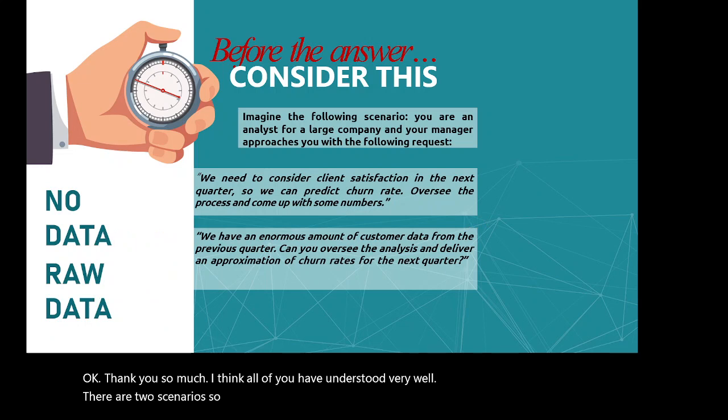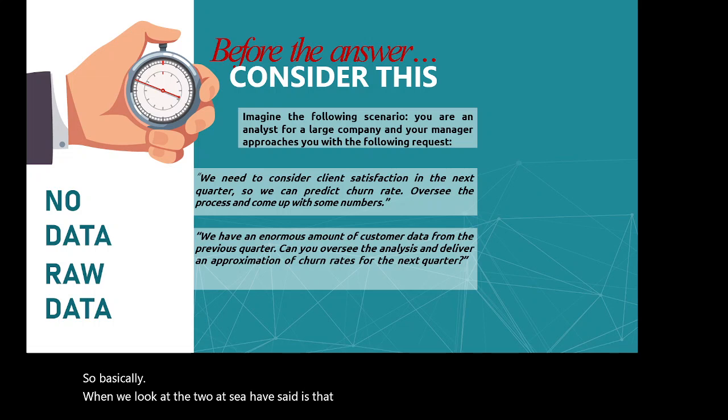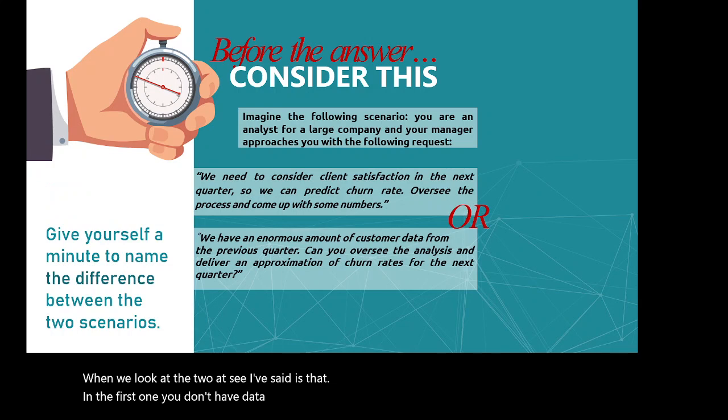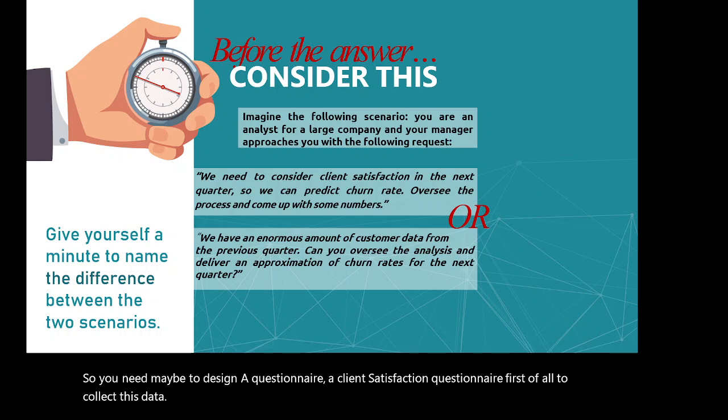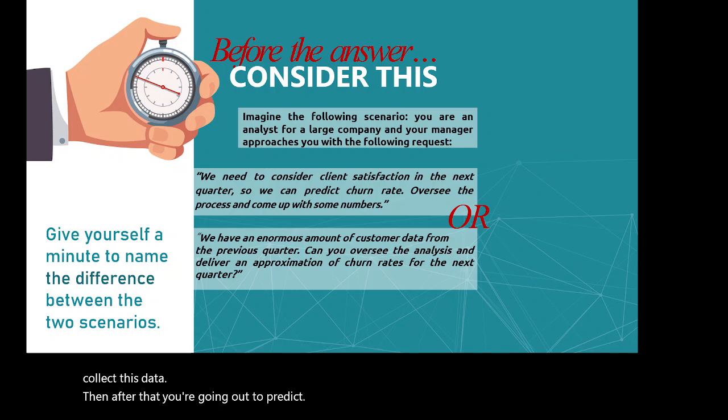So basically, when we look at the two scenarios, as you have said, in the first one you don't have data. Sorry, I have moved to the next slide. The first scenario is that you don't have this data, so you need maybe to design a questionnaire, a client satisfaction questionnaire, first of all, to collect this data. Then after that, you are going to predict a churn rate based on that. In the second one, you already have this historical data from the previous quarter. Then you are required to analyze it, and after that deliver an approximation of churn rate for the next quarter.